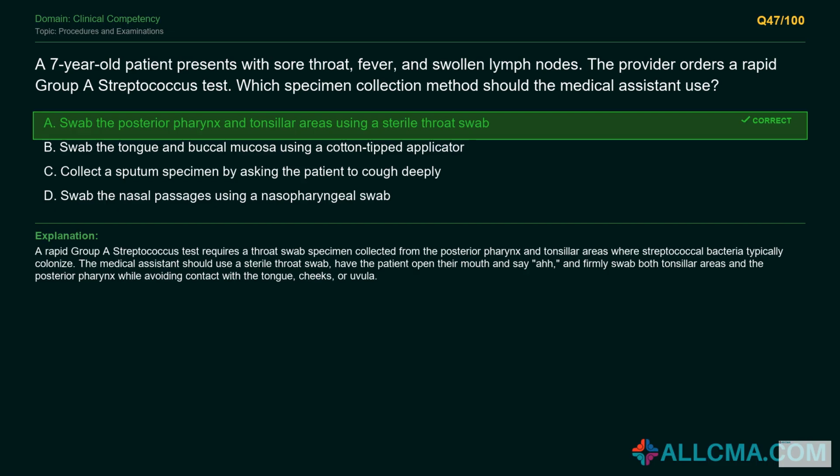The correct answer is A. A rapid group A streptococcus test requires a throat swab specimen collected from the posterior pharynx and tonsillar areas where streptococcal bacteria typically colonize. The medical assistant should use a sterile throat swab, have the patient open their mouth and say, "ah," and firmly swab both tonsillar areas and the posterior pharynx while avoiding contact with the tongue, cheeks, or uvula.